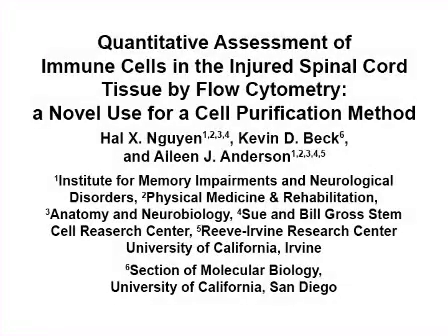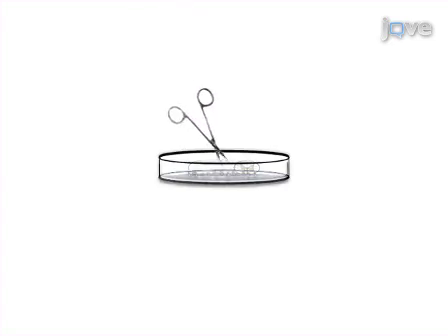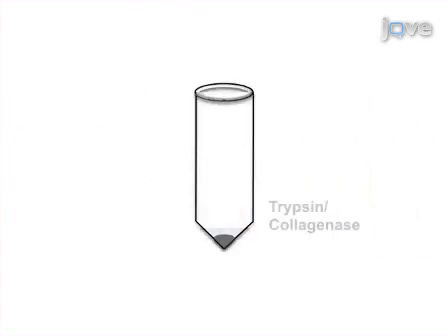The overall goal of this procedure is to improve the sensitivity of flow cytometry in order to quantify the specific immune cells in the injured spinal cord tissue via the removal of lipid myelin debris using an OptiPrep gradient system. This is accomplished by first dissociating the spinal cord tissue using both mechanical and enzymatic means.